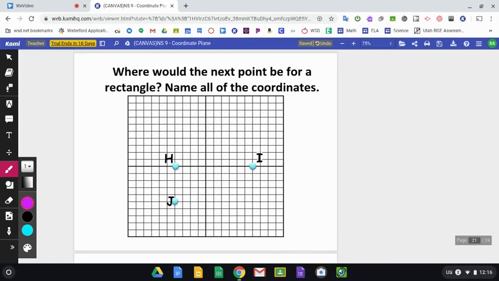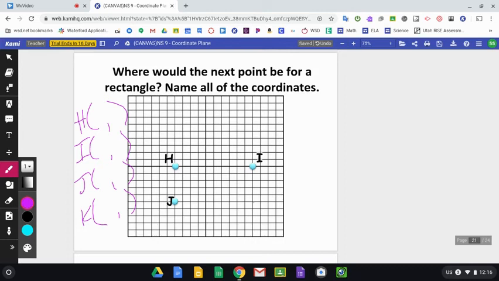On this one, I do want you to put the new point on there and tell me the ordered pairs of them. So we would have H, I, J, and K. Pause.